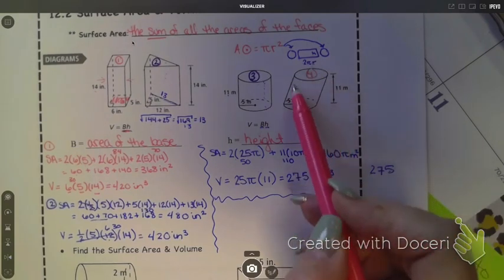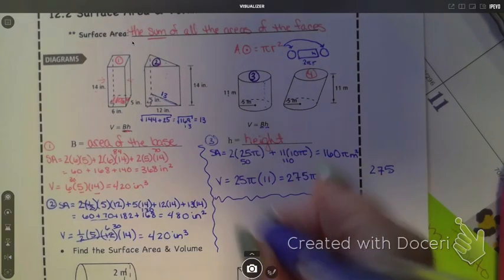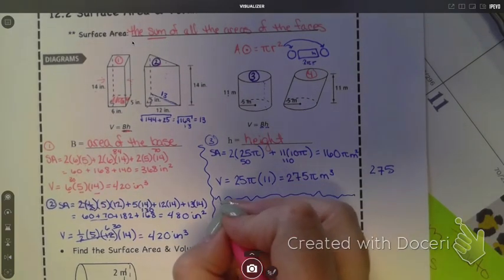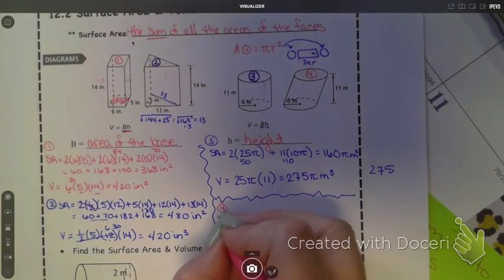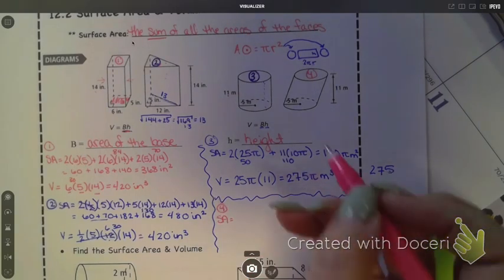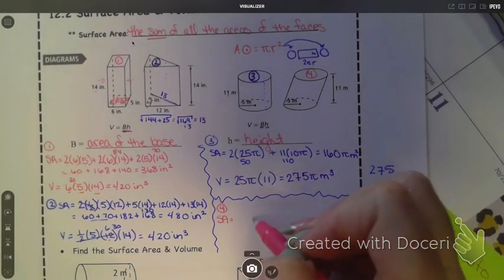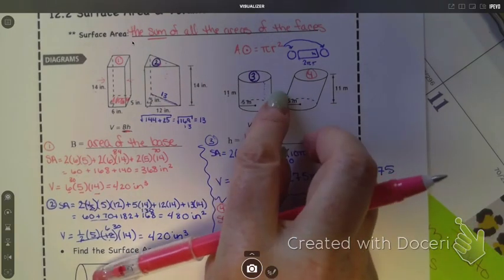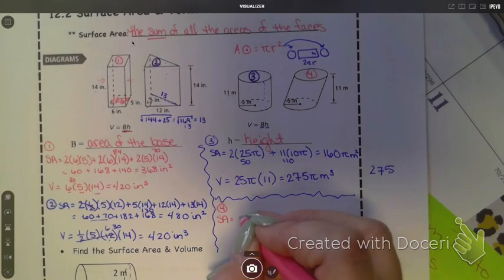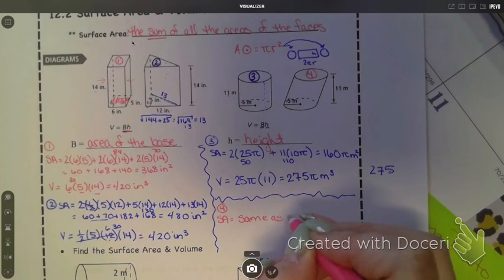Do you think shape number 4 is going to be any different than shape number 3? No. Absolutely not. Okay, so surface area. I need the area of the base. Actually, is everything going to be exactly the same? Yeah. Does it matter that I tilted it? No. So it is the same as 3. So do we need to do it?